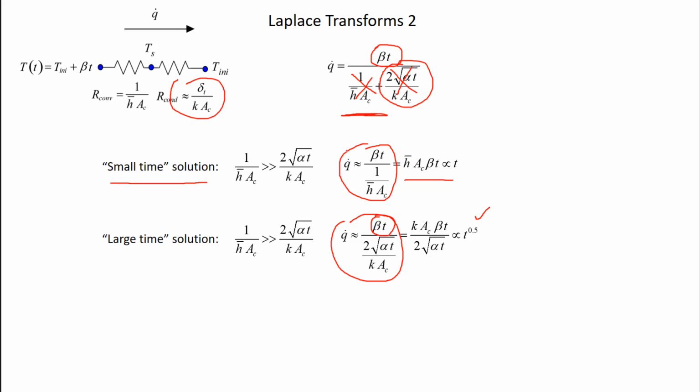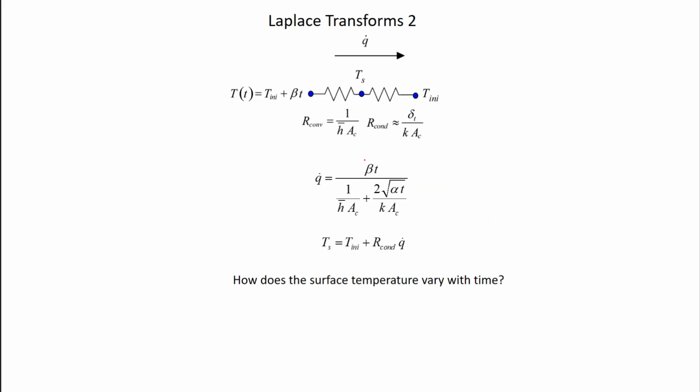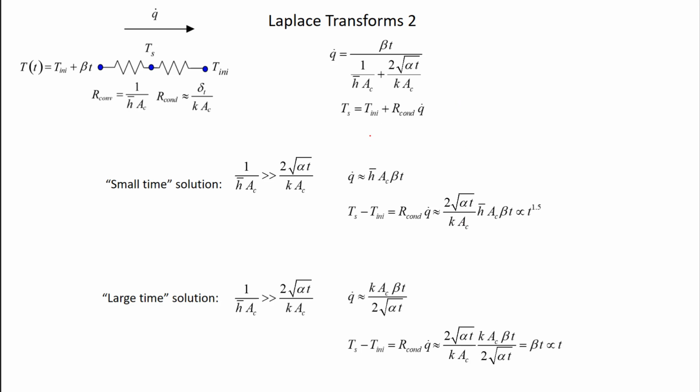If I'm interested in the surface temperature right here, the surface temperature is going to be T initial, so it's going to be this temperature here, plus the temperature rise across this resistance. So it's going to be Q dot times R conduction, right? You could do it the other way and say it's going to be this temperature minus the temperature drop across this resistance. But let's do it this first way. It's going to be T initial plus R conduction times Q dot.